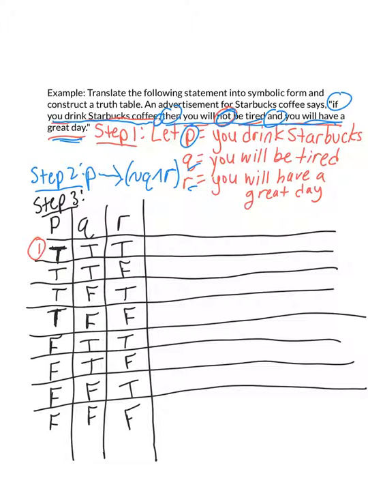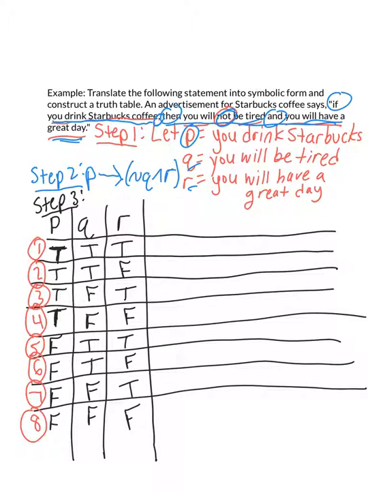All ideas could come true, or P could be true, Q could be true, but R could be false. Or line 3, T F T. Line 4, T F F. Situation 5, F T T. Situation 6, F T F. Situation 7, F F T. And situation 8, F F F, all false statements.